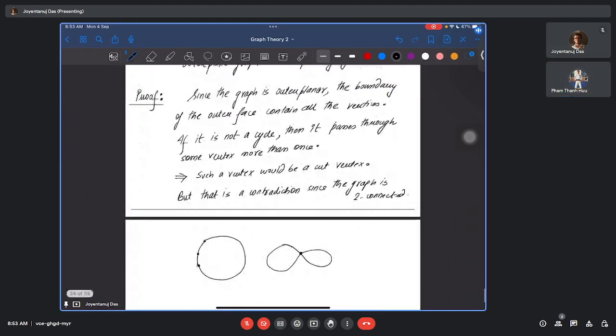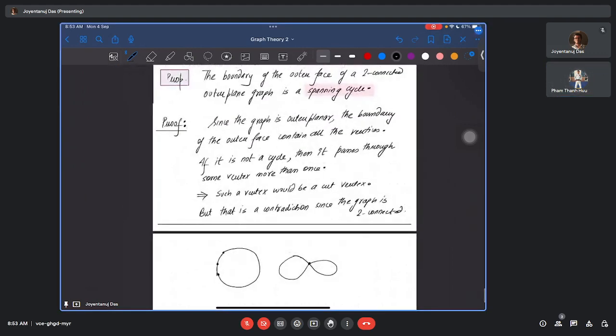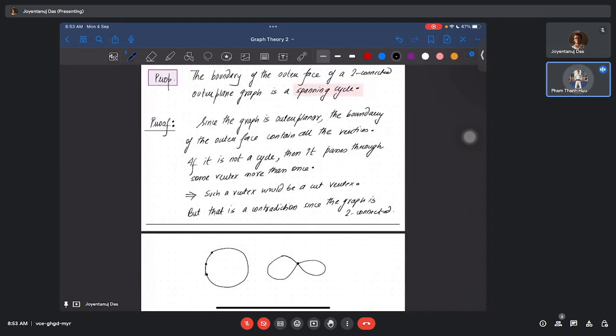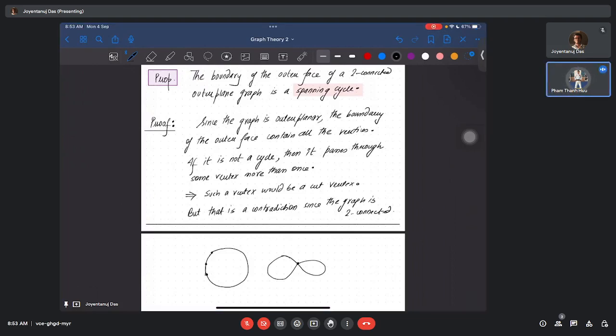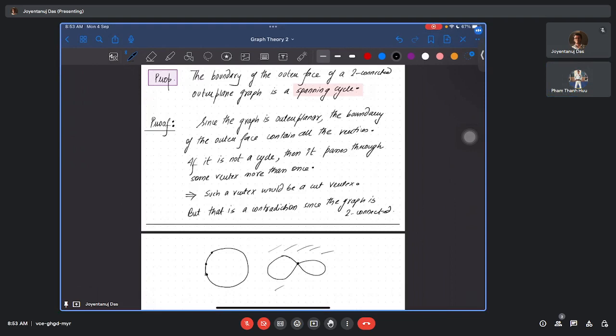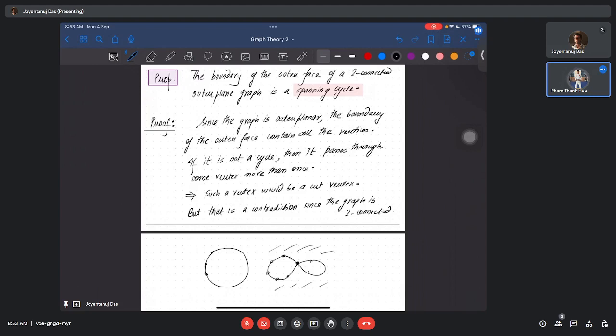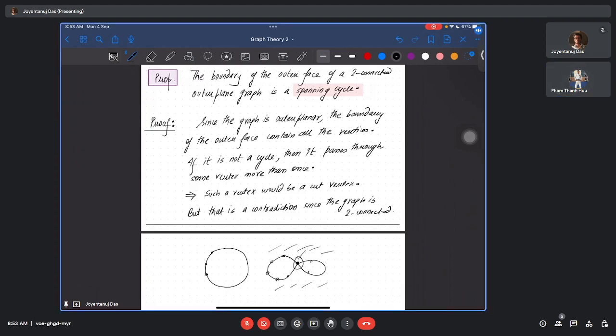But the graph is connected, and outerplanar means all the vertices should be on the boundary. So if it is not a cycle, then at least one point will be repeated on the boundary. But then this vertex will act as a cut vertex. If we delete it, the graph becomes separated. But that is not allowed because we have a two connected graph.